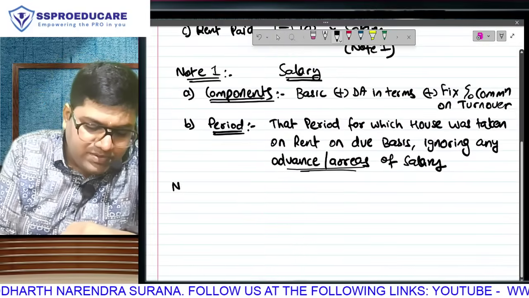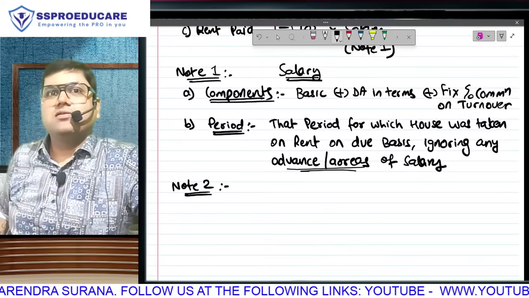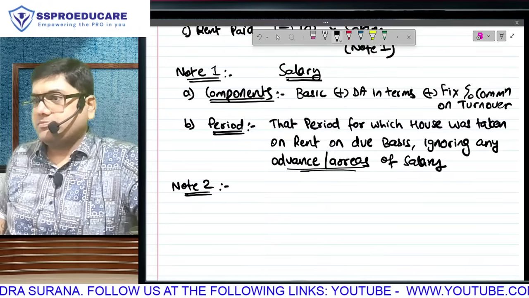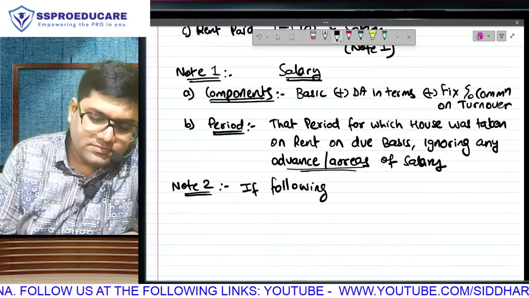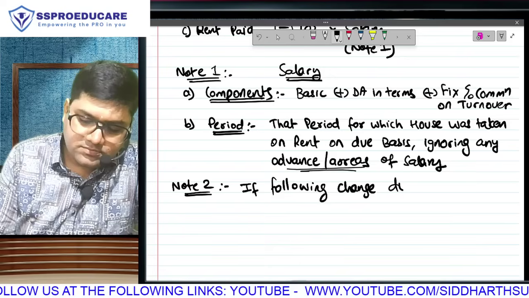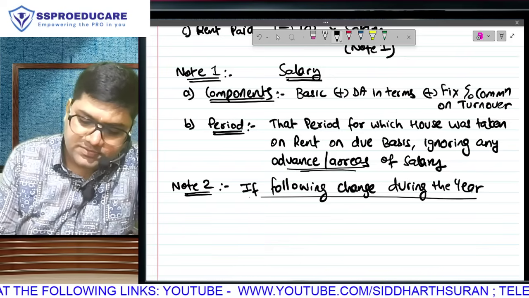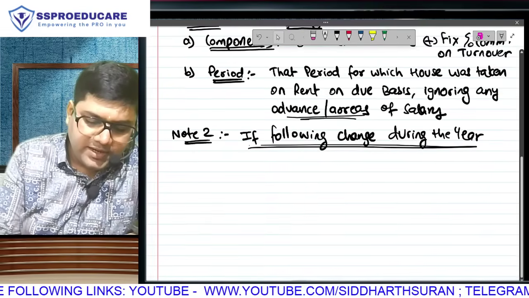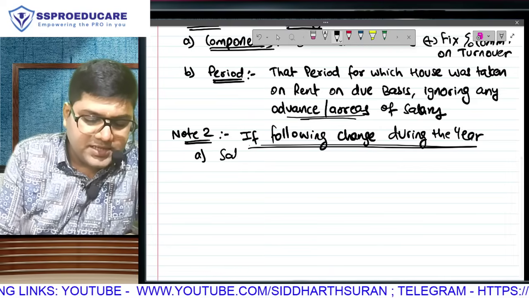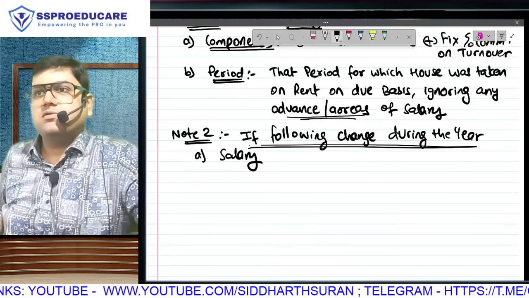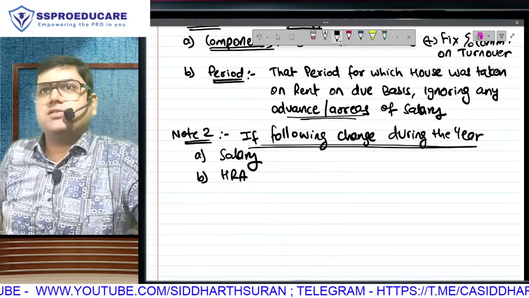But there is one thing probably which you have not observed, noticed or thought about. I will bring the problem, then I will give the solution. If the following have changed during the year. Think about the possibility first. Is it possible that during the year your salary has changed? Sir, the salary increment comes on 1st April irrespective. Possible. Is it possible that your HRA received during the year has changed?